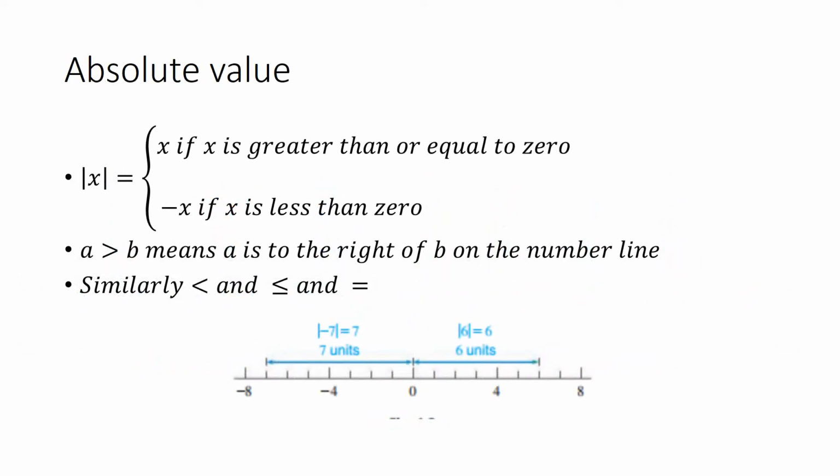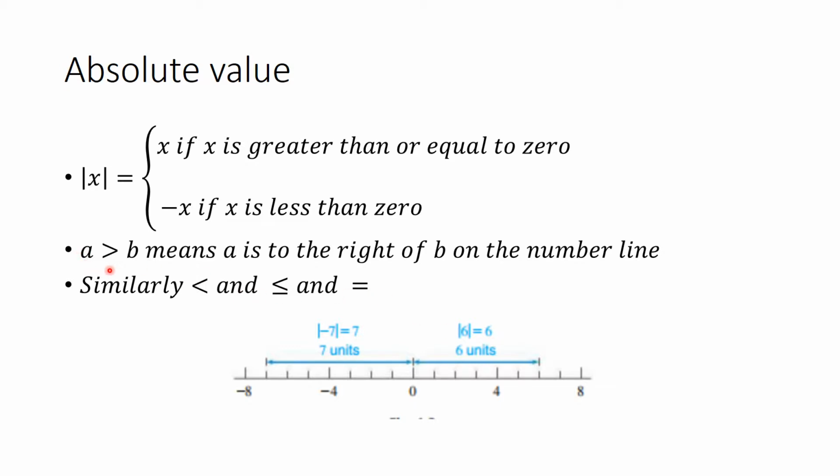Additional notation and terminology associated with this ordering. We use parallel bars to talk about the absolute value of a number, which geometrically means how far the number is from 0. So the absolute value of minus 7 is 7 because minus 7 is 7 units away from 0. Similarly, the absolute value of 6 is 6 units away from 0, so the absolute value of 6 is 6. We also talk about inequalities.